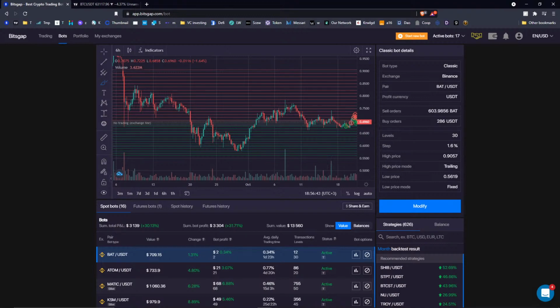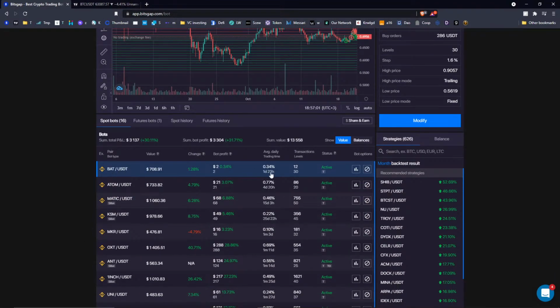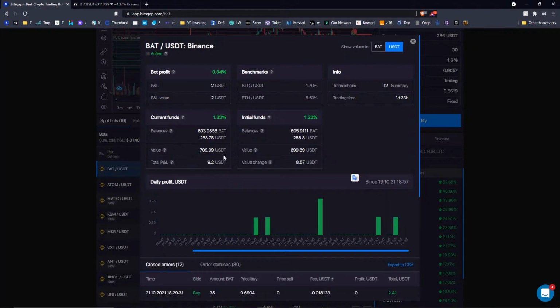Yeah, so there was a question whether you can edit the settings of your active bots. The thing is, you won't be able to change most of the settings. For example, on my basic attention token bot, as of now I have 30 grid levels. If I wanted 35 grid levels instead, I would need to close it and then open a new one with 35 grid levels. I cannot do it when my bot is in active trading mode.